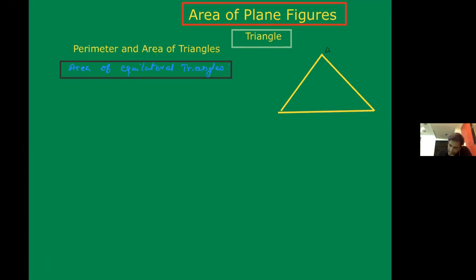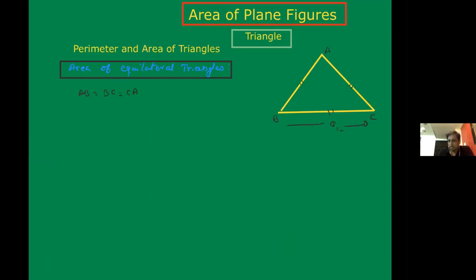Triangle ABC. This is the equilateral triangle. So I can say the lengths of the sides are the same. That means AB equals BC equals CA. And if I consider the length of BC as A, A centimeter.